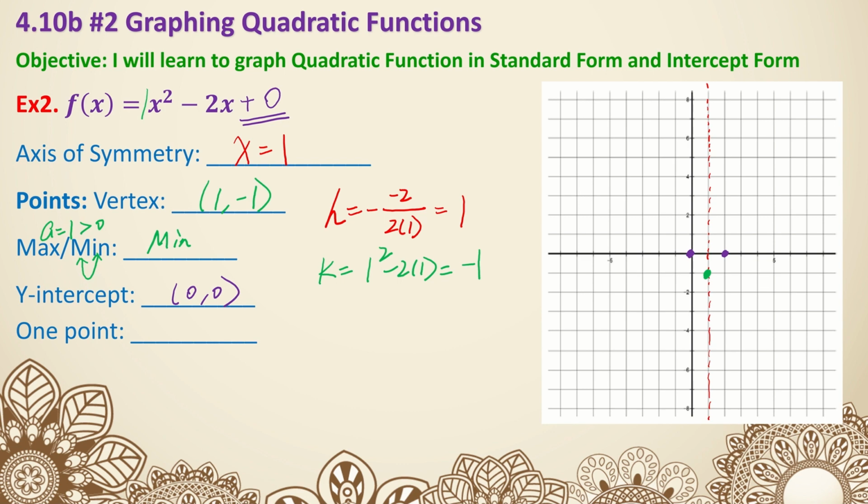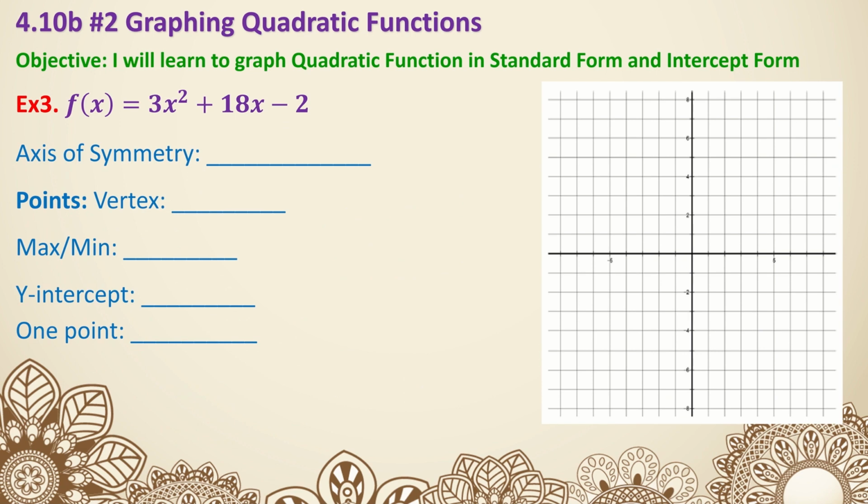Both points are 1 away from the vertex. Now we can try to do 2 away. So let's say you can either do f of -1 or f of 3. 3 squared minus 2 times 3. That is also a 3. So the point is 3, 3. Which also means we have another point on the left, -1, 3. There you go. So that's our parabola.